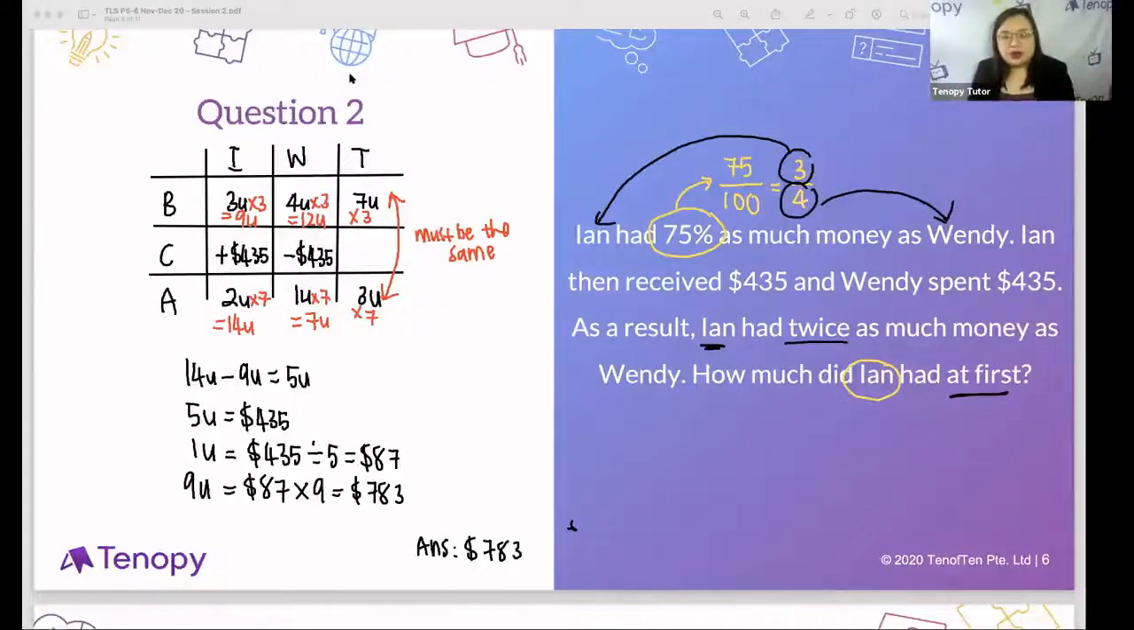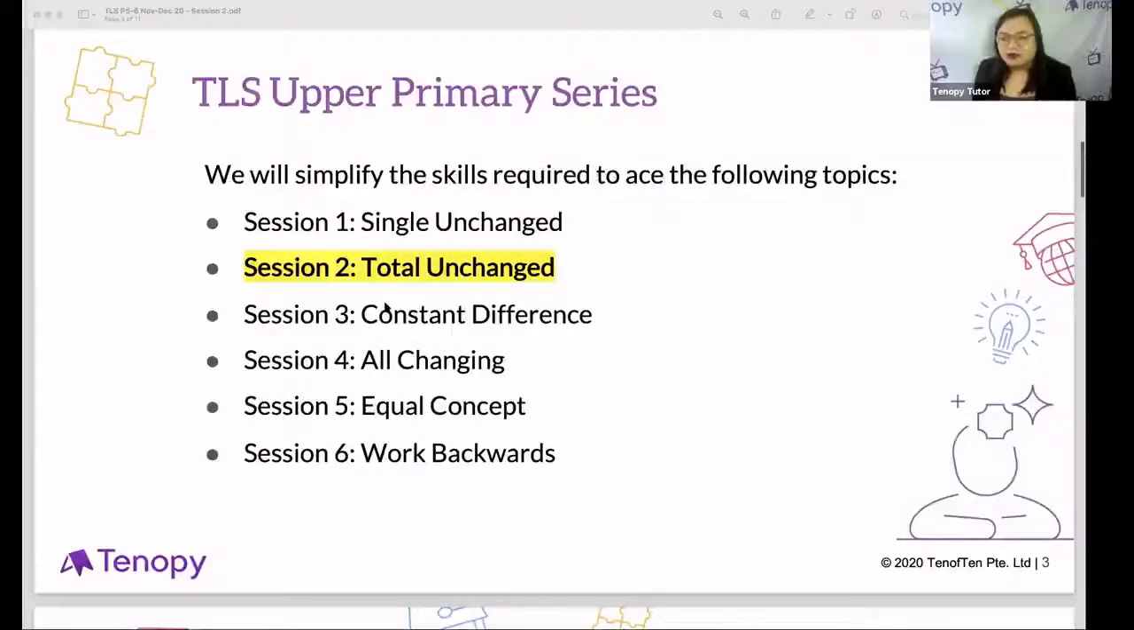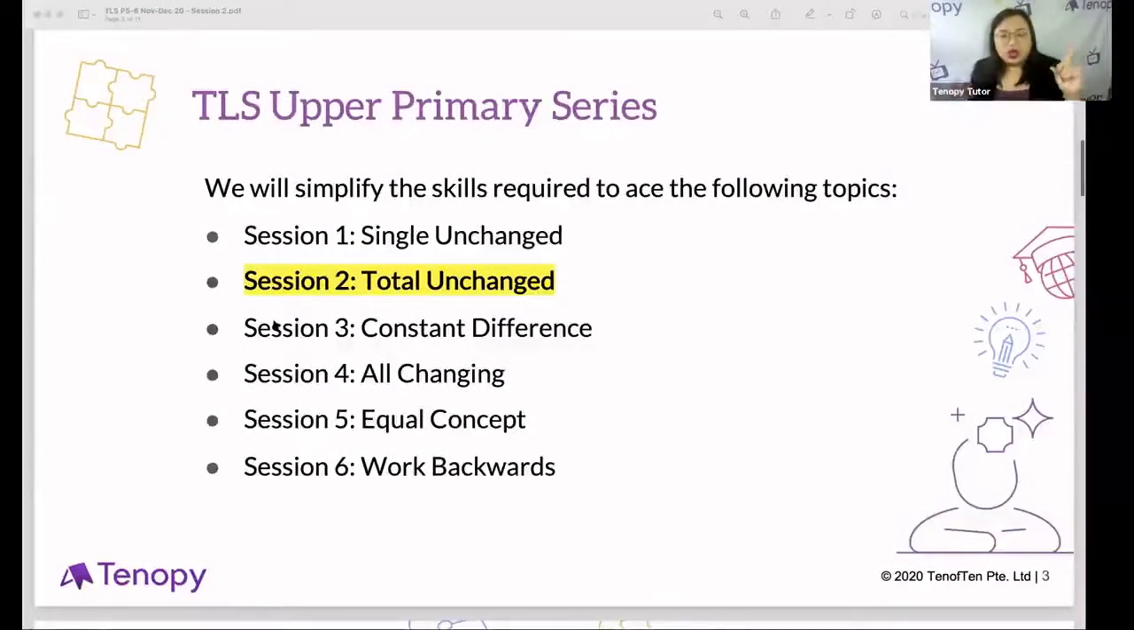Okay, so this is what we learned today. It's called a BCA, before change after table. And this can be applied to all the different types of before and after questions. This table, like last week, we learned single unchanged. We did the same thing. Today on the total unchanged, we did the same method. So this can be applied to all the different types of before and after questions. Moving forward, if you ever see questions that require constant difference or all changing, they are all in the same table method. So the next 2 lessons on constant difference and all changing, we'll realize that we don't draw a model. It's all about the same table.